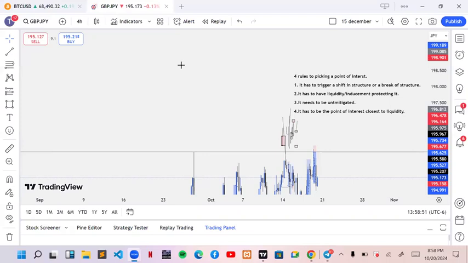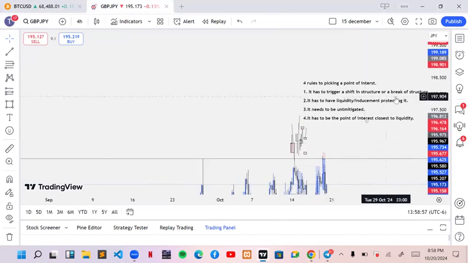Your breaker block needs to have a breaker structure. Yes, I'm not paying attention to the rules I wrote down. I said it has to trigger a shift in market structure or a breaker structure. That's actually the first rule here: the point of interest has to trigger a breaker structure or a market structure shift. I don't look at fair value gaps. I don't include that in my strategy.